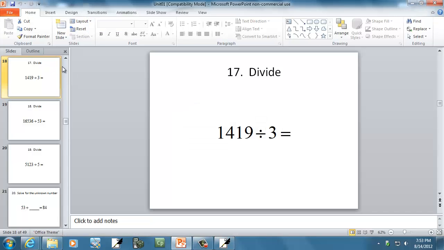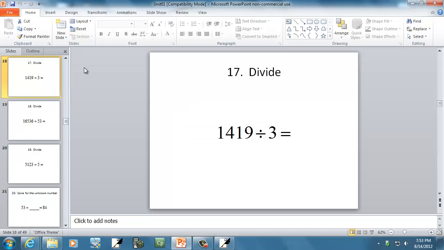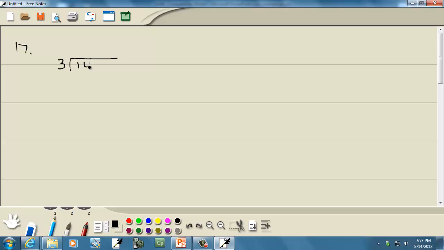Let's see, we got 1,419 divided by 3. And I'm going to put it in division format since that's where we're used to. And I see 3 doesn't go into 1. So I go to the next one, the 4. And then I can consider this as one number, 14. And I ask myself what times 3 gives us either 14 or as close as we can get to it. And that'd be 4. 3 times 4 is 12, because 3 times 5 is 15.